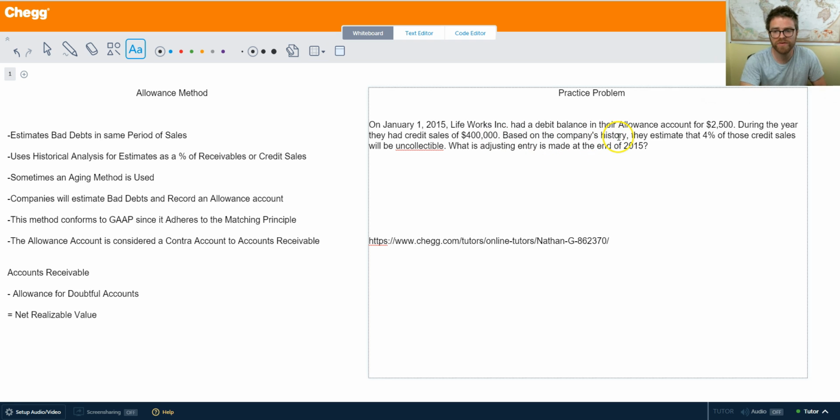Based on the company's history, they estimate that about 4% of those sales will be uncollectible. So customers will not pay for about 4%, is what they estimate. What is the adjusting entry to be made at the end of 2015?